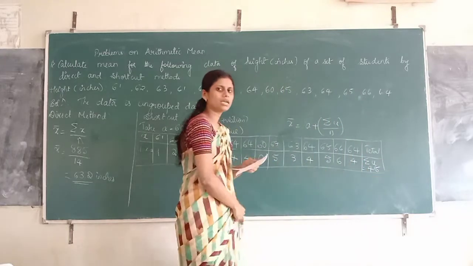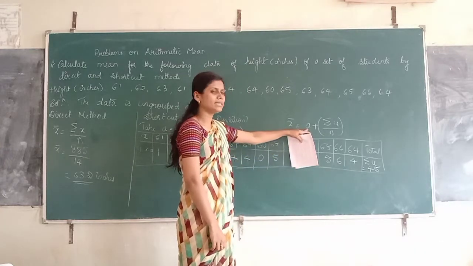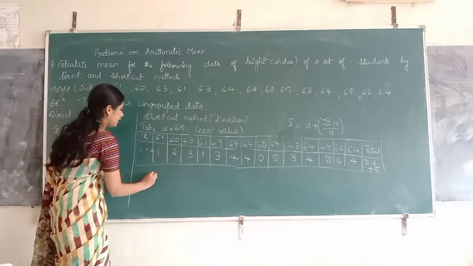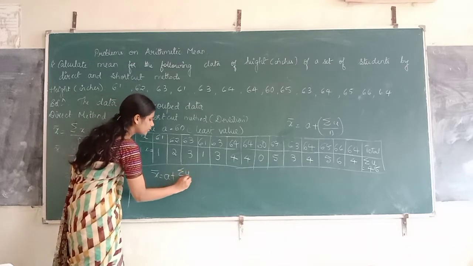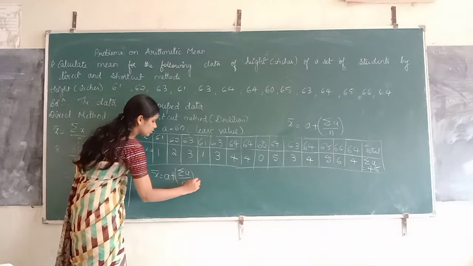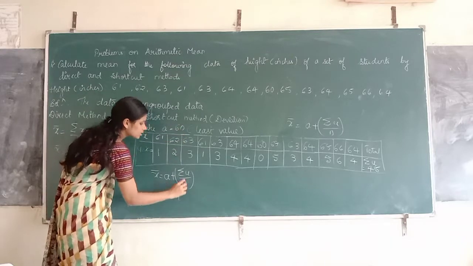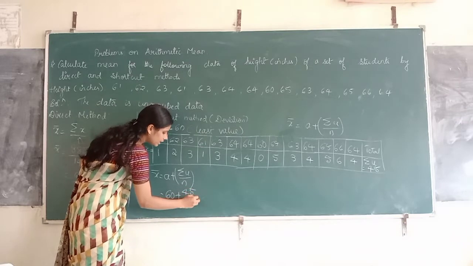Summation of u is equal to 45. Now we can substitute this value in this equation. So I am going to write this equation once again here. X bar is equal to a plus summation of u divided by n. So where a value is 60 plus summation of u, that is total of u is 45 divided by n.